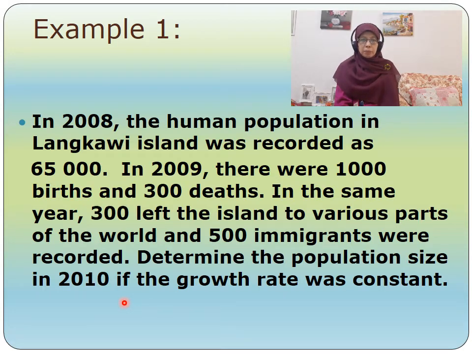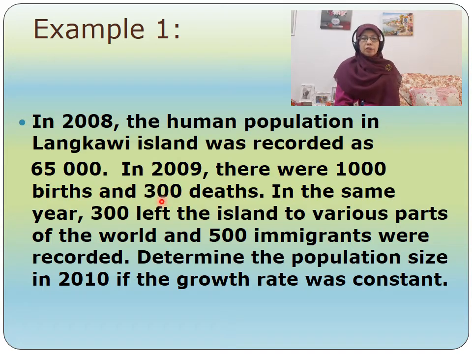In this example, the number of births is 1,000. So the birth rate is 1,000 over the total population, which is 65,000. For the deaths, the death is 300, so the death rate is 300 over the total population of 65,000.